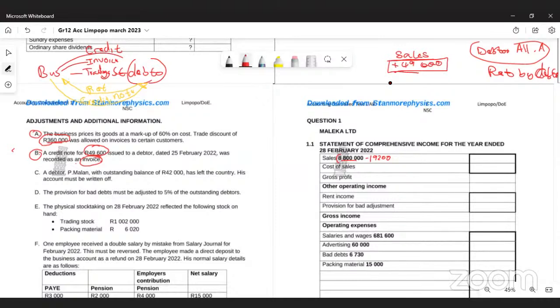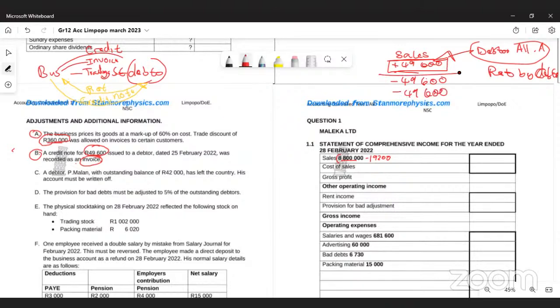So we have to subtract it to take it out because it was not supposed to be there in the first place, the 49,600. Then we do the correct thing that we were supposed to do. Remember, I said that debtors allowance will always affect the sales negative when someone is returning stock. So the correct recording that we were supposed to do was to subtract the 49,600.